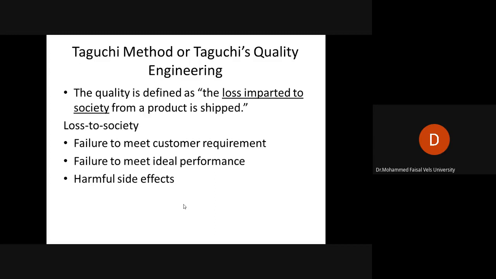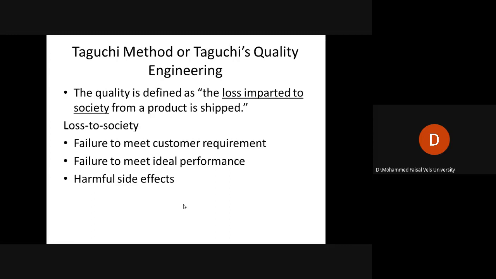Most people will define quality in terms of customer satisfaction, customer improvement, qualitative design, fitness for use, or a quantitative metric like conformance to specification. But he defined quality in terms of loss to the society, the loss from the product that's shipped. He gave the term: the loss imparted to the society.